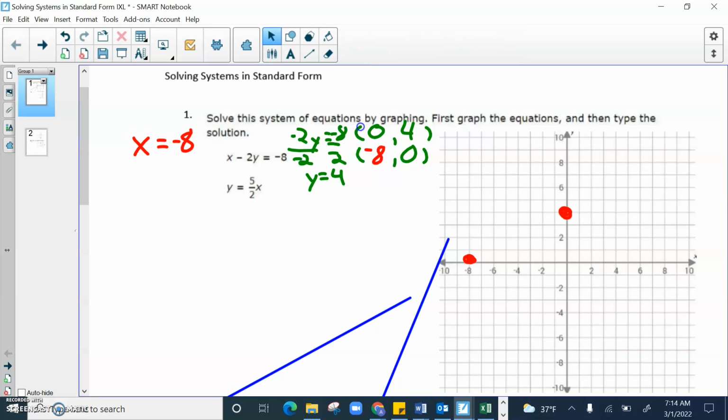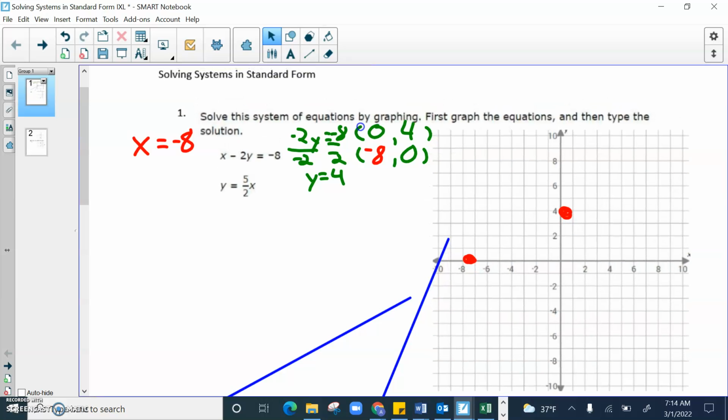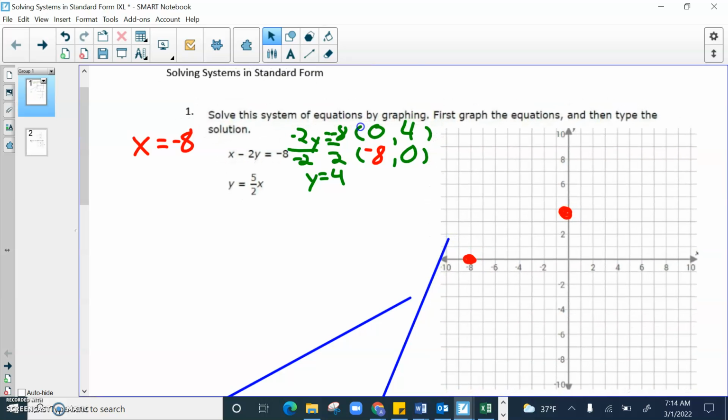Get out your ruler. Then you draw a nice line. It goes through those 2 points.